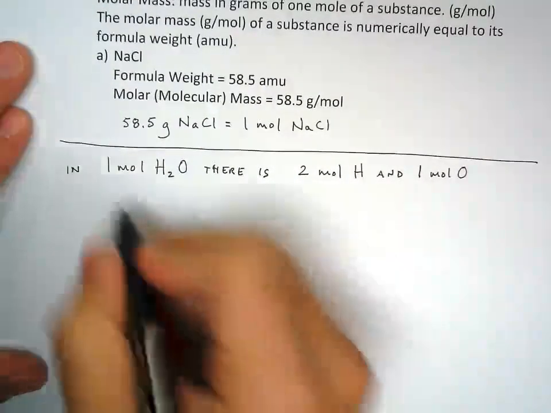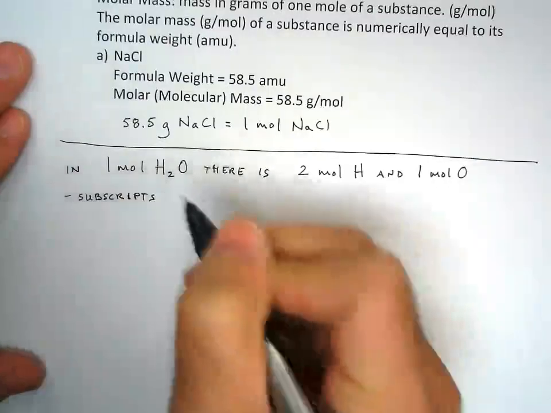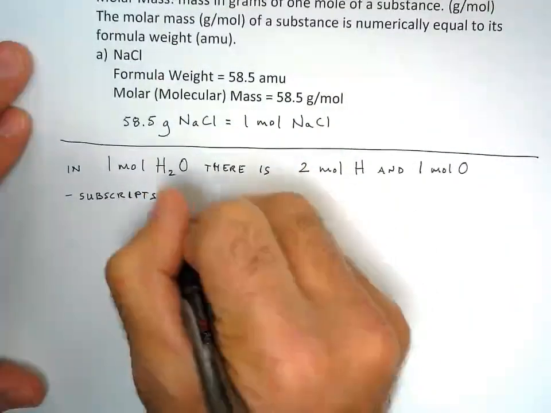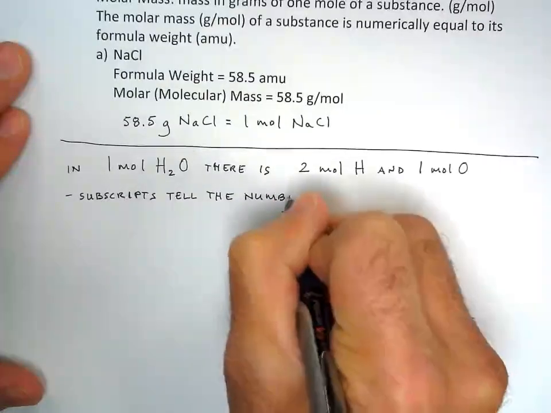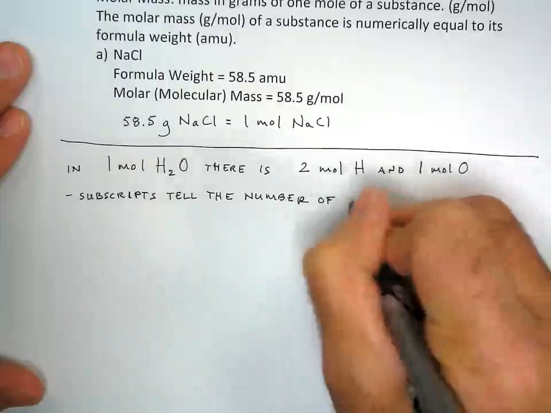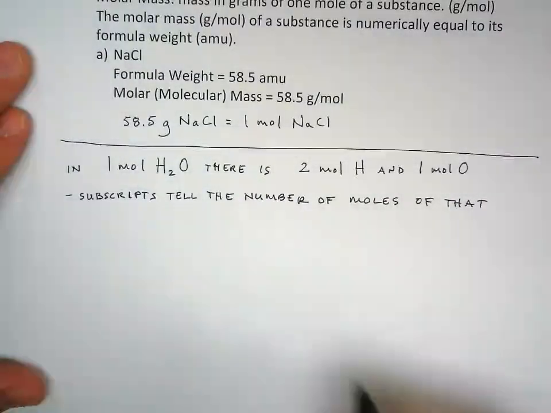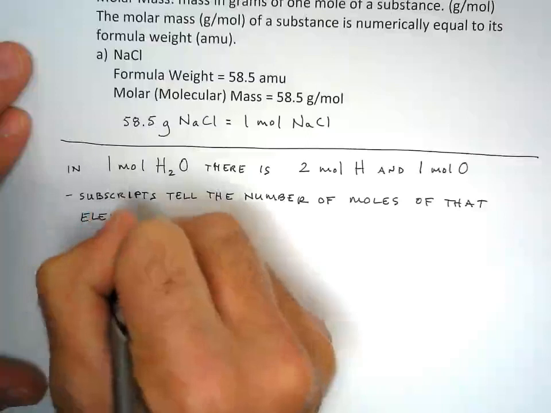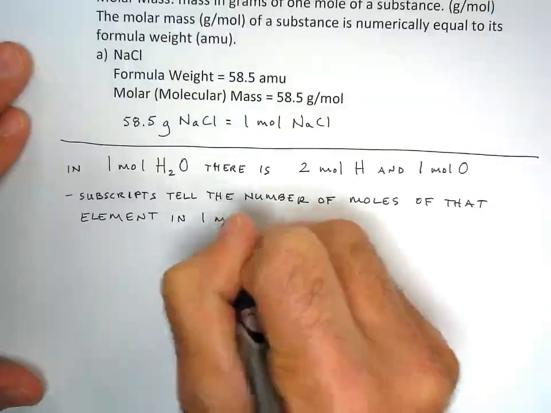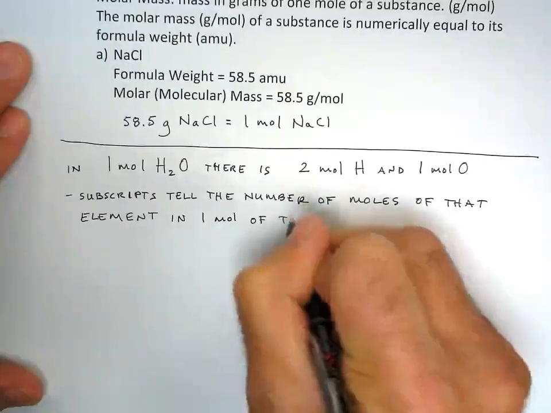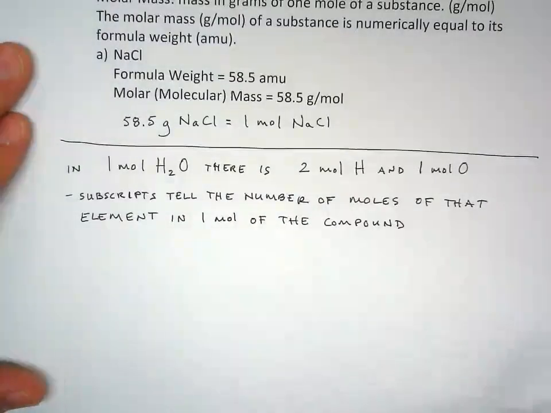The way this works is the subscripts in the formula tell the number of moles of that element in 1 mole of the compound. And you can use this as a conversion ratio.